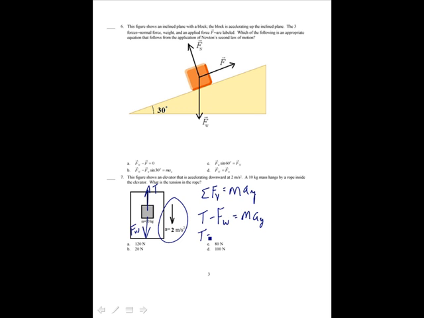So we solve for our tension. It's just mass times acceleration in the y direction plus the force weight, and so that's equal to 10 times the acceleration, which is minus 2 because it's down, plus 10 times 9.8. That's 10 times 7.8, which is 78 newtons, which is about 80 newtons. So the answer for this one is C.